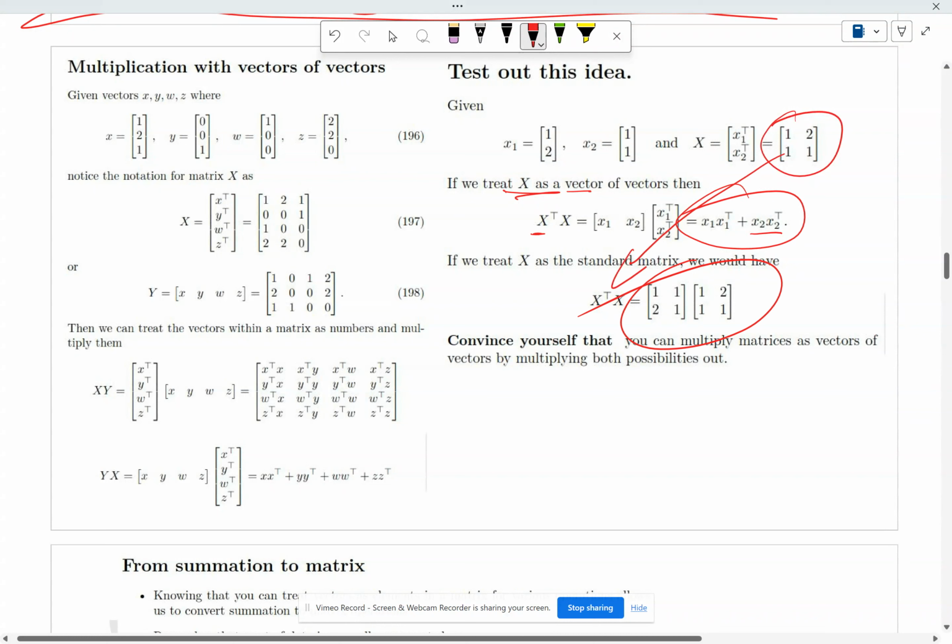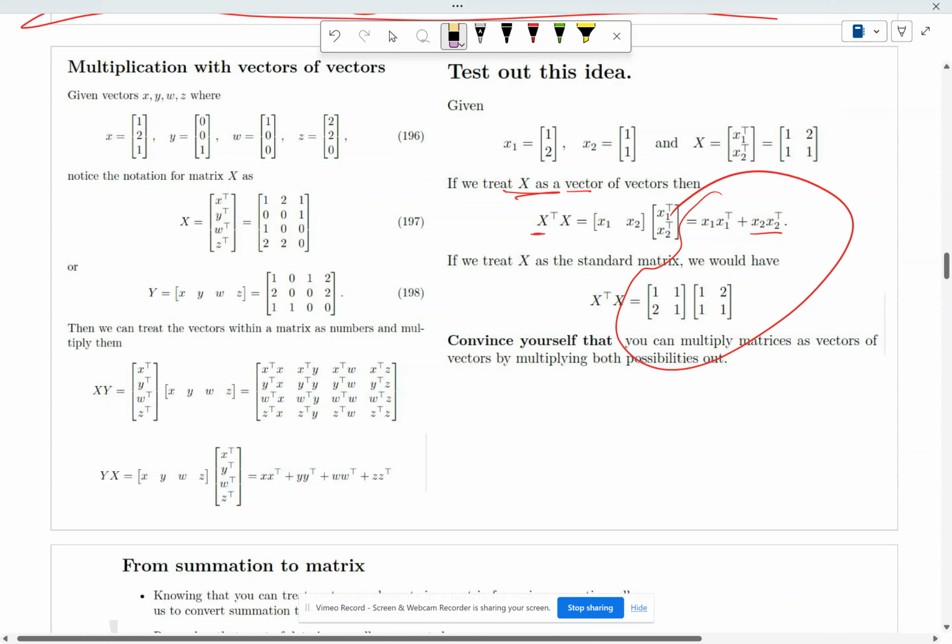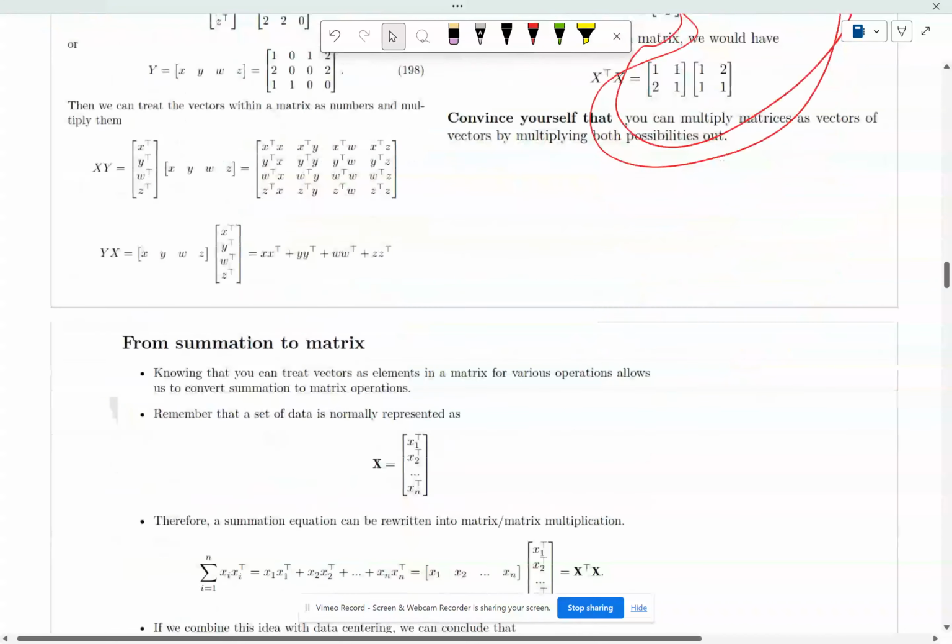The two of them should be identical. Do this just to really convince yourself that you can not only do matrix multiplication, you can treat a matrix as a vector of vectors. And in those cases, matrix multiplication becomes vector multiplication. Okay, so do this, pause the video, and convince yourself of this idea.